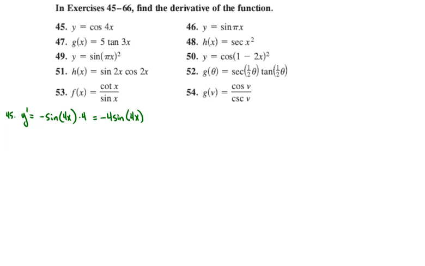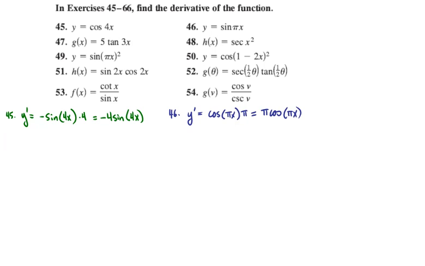Then number 46, you have y equals sine of pi x, and the derivative y prime is equal to derivative of the outside is cosine, leave the inside alone, times the derivative of the inside. The derivative of pi x is just pi, and so that gives pi times cosine of pi x.